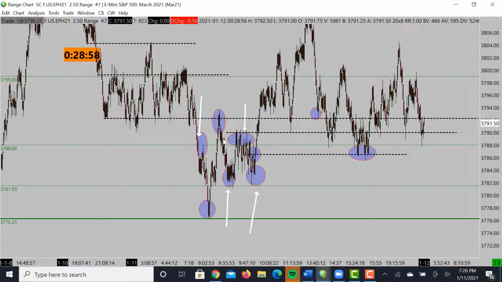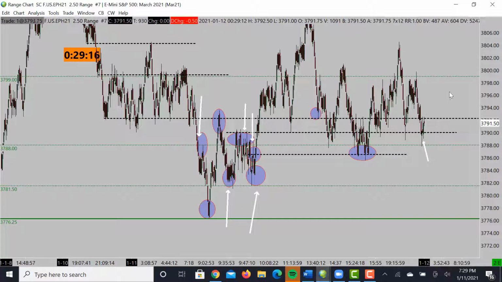This level and this level right here on that pullback should react as the strong level of support to pull price, at bare minimum, back into these 94s. Right? At max, we'll try to pull all the way back up to these 98 to 3800.